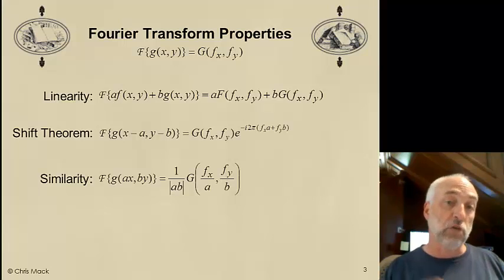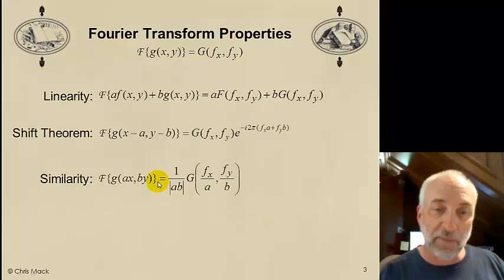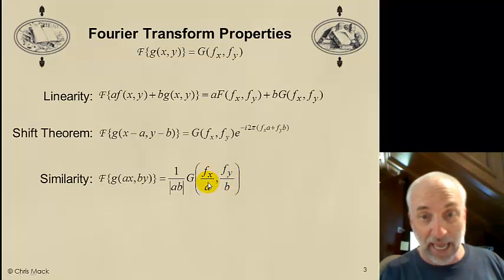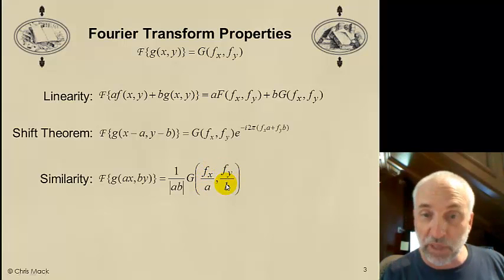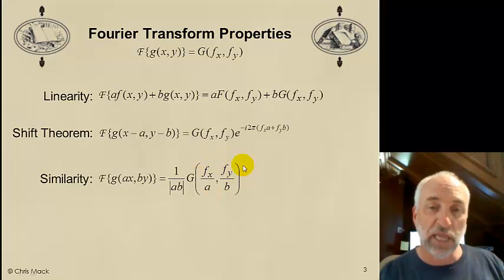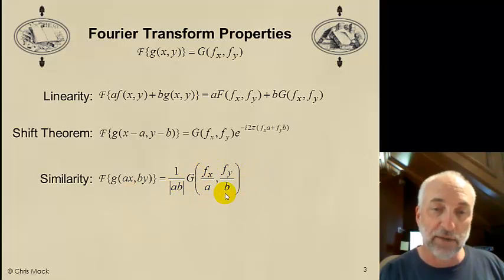Similarity, that is, if I grow or shrink a known pattern on the mask, scale by factors of a and b in x and y, for example, then I can get back the diffraction pattern, also scaled, but by 1 over a and 1 over b. And this gives us the idea that if I scale the mask to be smaller, I end up scaling the diffraction pattern to be bigger. If I scale the mask to be bigger, I end up scaling the diffraction pattern to be smaller.